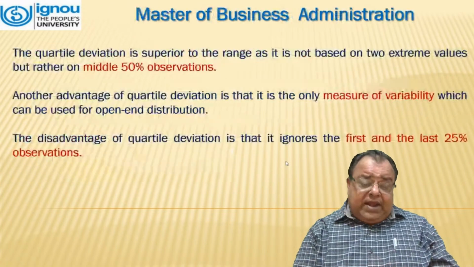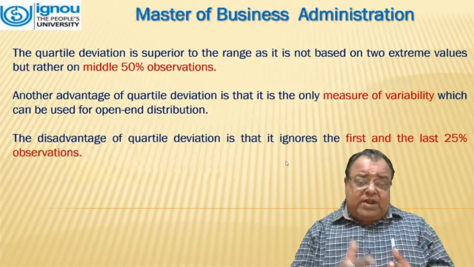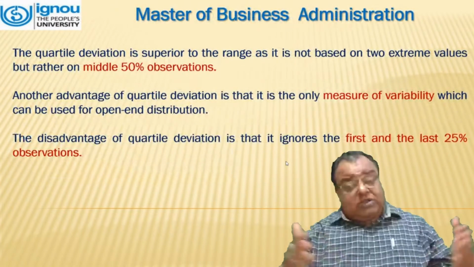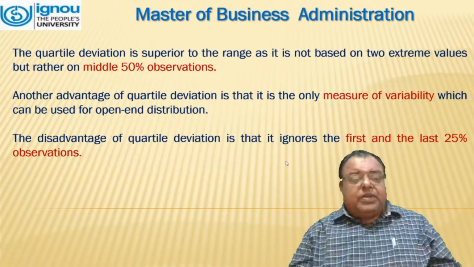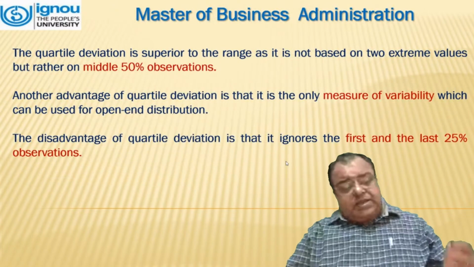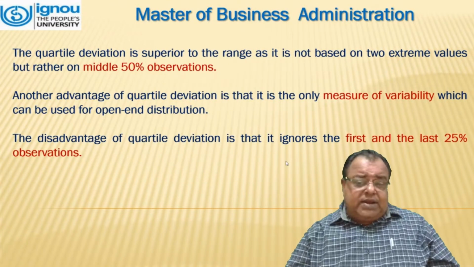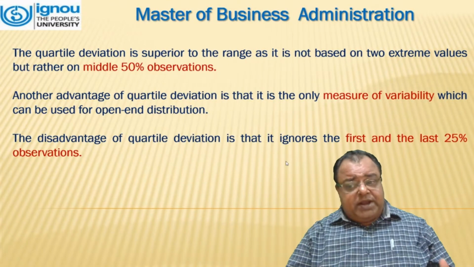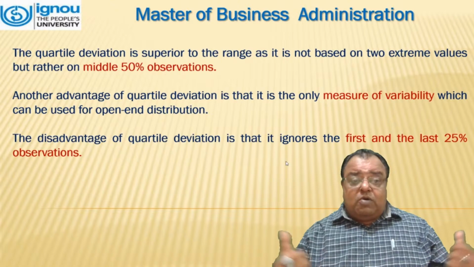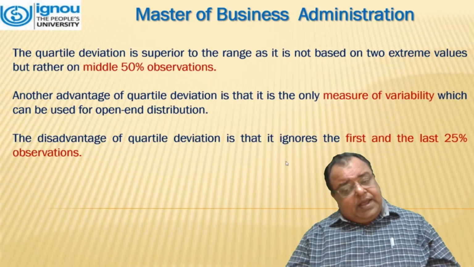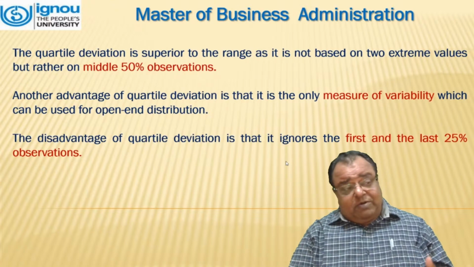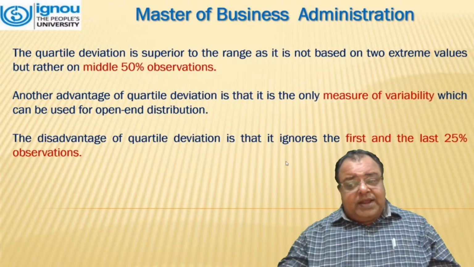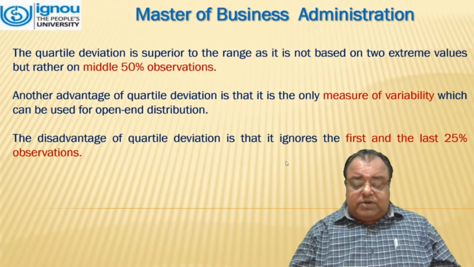The quartile deviation is superior to the range as it is not based on the two extreme values but rather on the middle 50% of observations. Another advantage of quartile deviation is that it is the only measure of variability which can be used for open-end distribution. And the disadvantage of quartile deviation is that it ignores the initial 25% and the last 25% of the observations.